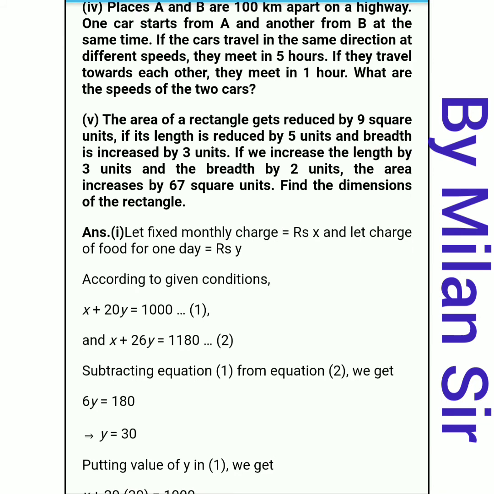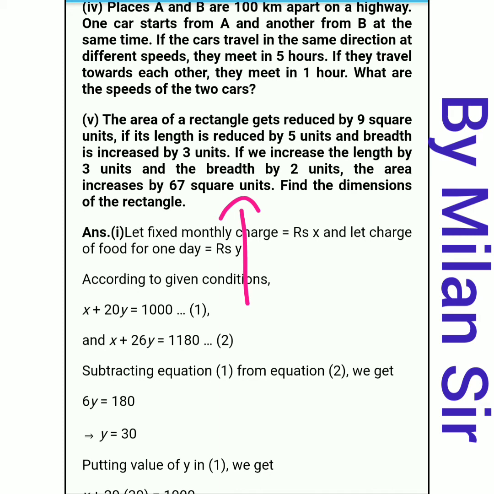Then question number 5. First of all, read this question. The area of a rectangle gets reduced by 9 square units if its length is reduced by 5 units and breadth is increased by 3 units. If we increase the length by 3 units and the breadth by 2 units, the area increases by 67 square units. Find the dimensions of the rectangle.